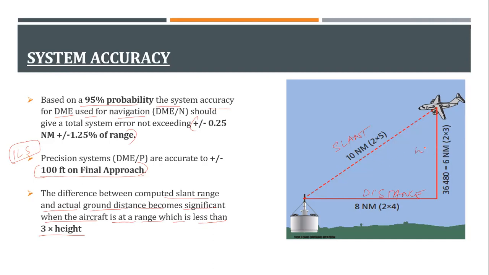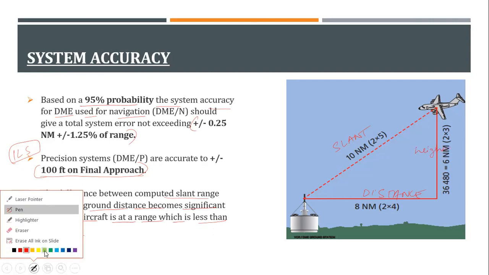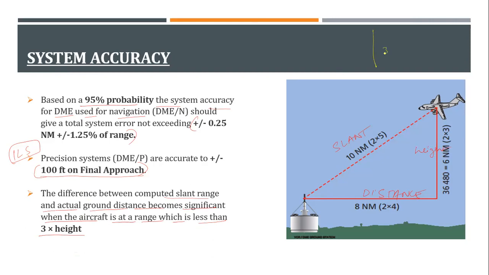What it's saying is, suppose that aircraft is flying at 30,000 feet, very, very high. In that scenario, the slant range and the ground distance can be assumed equal. It can be said that they are equal. That is why it does not matter to us that we speak the slant range itself.